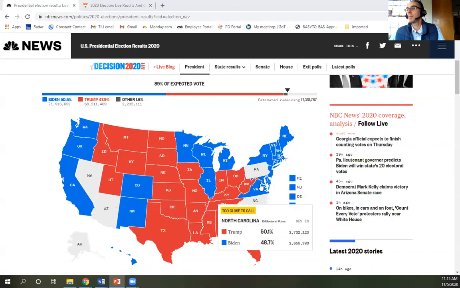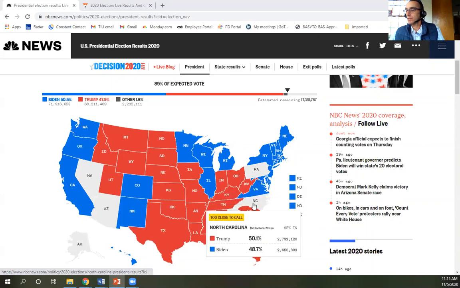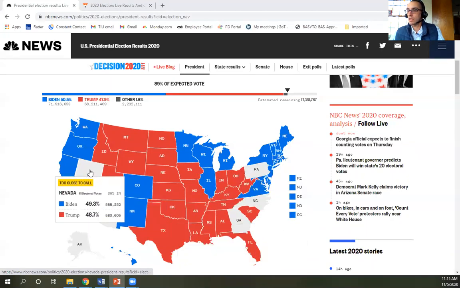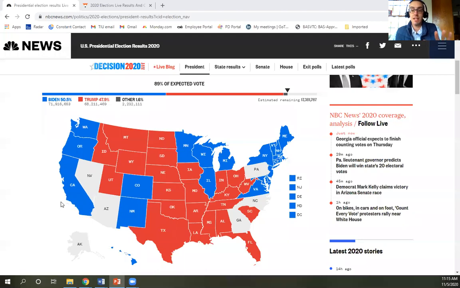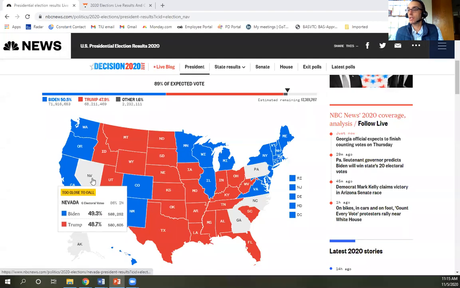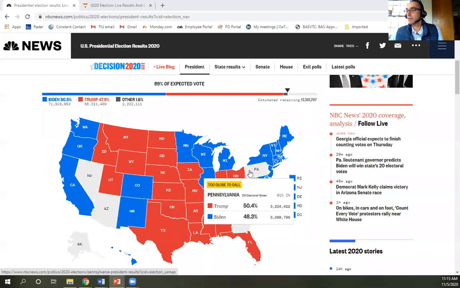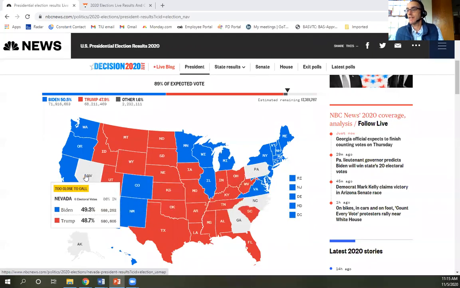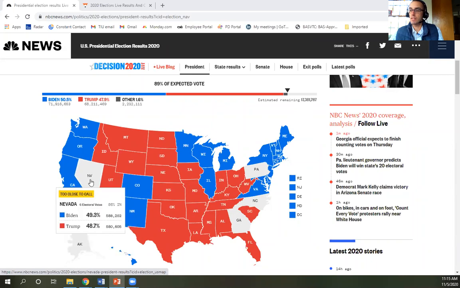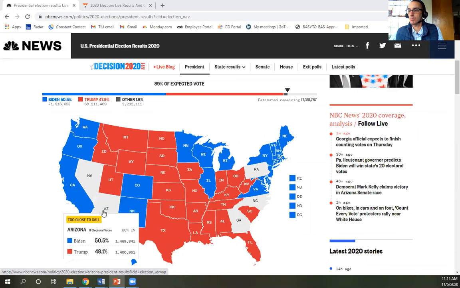Okay. Pennsylvania is still coming. North Carolina, Georgia, Nevada, and Arizona. These are the states that we still can't say for sure who's going to win. But you can see which way the results look to be going. Nevada, it looks like it's going to go to Biden. He's leading there, and Nevada will probably go to Biden.